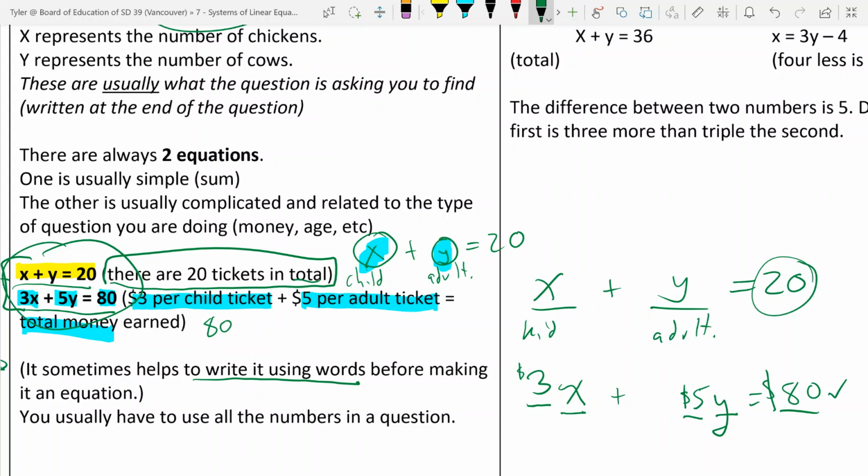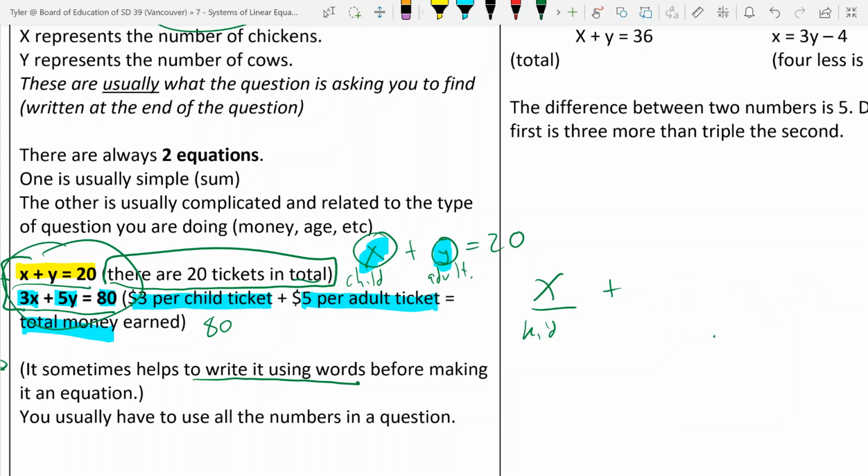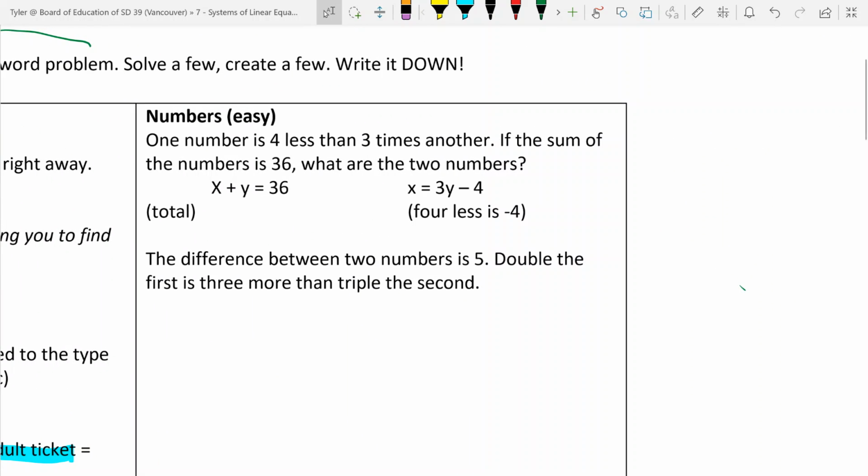And that's it. So now that we have some of those tips, let's look at some sample questions for the number of questions, and we'll set it up. So this one: one number is 4 less than 3 times another. Usually each sentence is going to be its own equation. So one number, I'm going to call it X. That's the first number. When it says the word is, that's an equal sign. Is equals. It says 4 less than 3 times another.